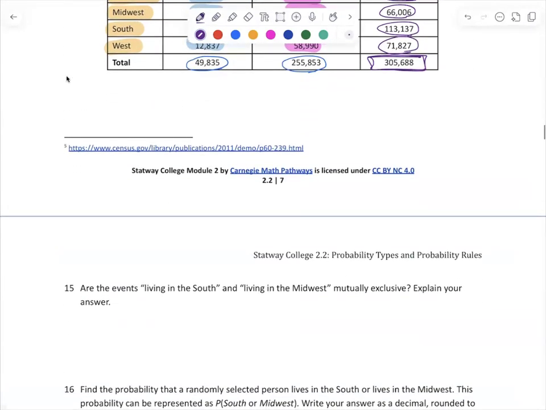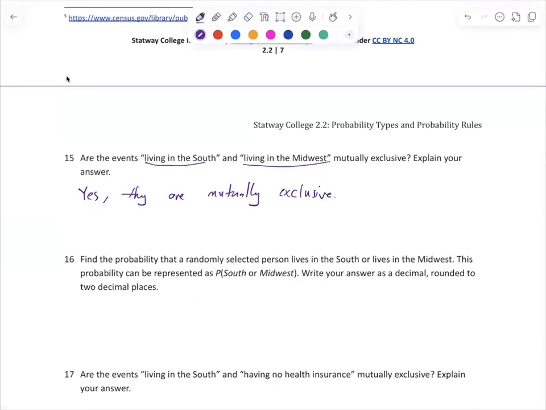It cannot happen at the same time. Now take a look at this. Are the events living in South and living in Midwest mutually exclusive? Yes, these are mutually exclusive events. They cannot happen at the same time. Okay, perfect. Since we have mutually exclusive events, we can apply the addition rule. The probability of A or B is the probability of A plus probability of B.